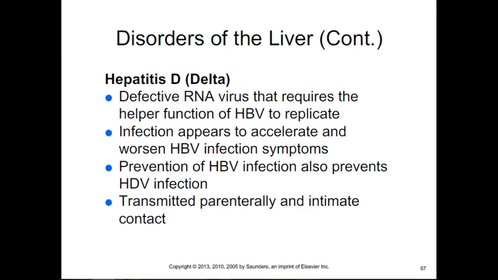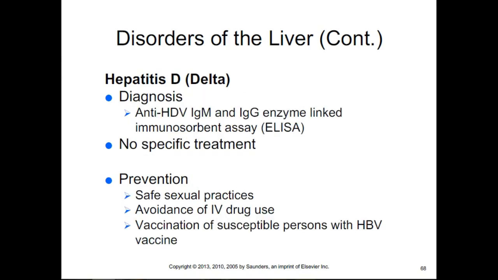All right, so then hepatitis D is a defective RNA virus that actually requires the helper function of the HBV virus to replicate. So if you get HBV, then you're at higher risk to get hepatitis D, right? And it appears to accelerate and worsen the HBV infection. Again, it's transmitted parenterally and through intimate contact, especially with people that are already HBV infected, right? So prevention of HBV infection also prevents HDV infection, right?